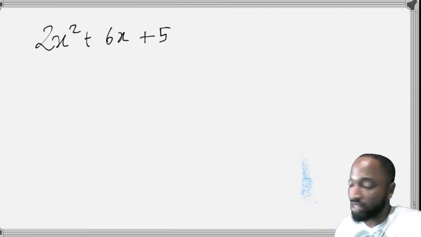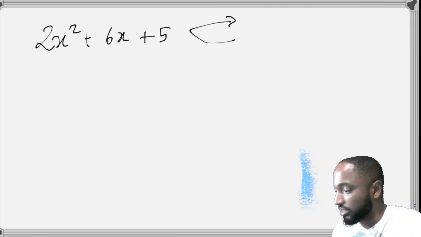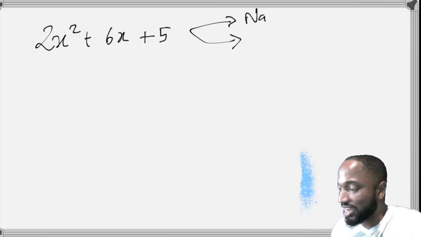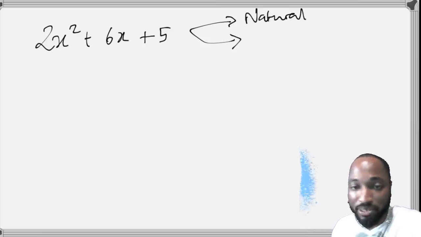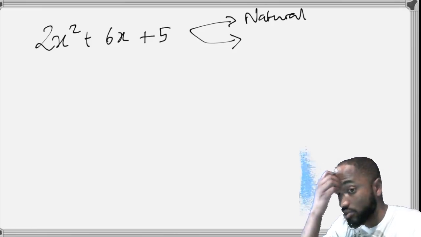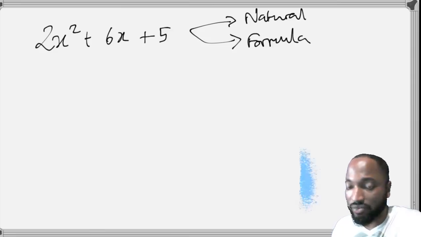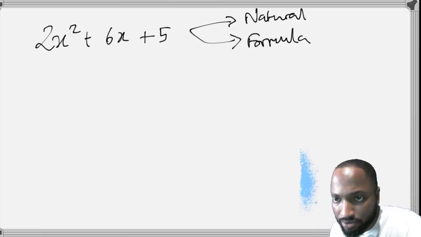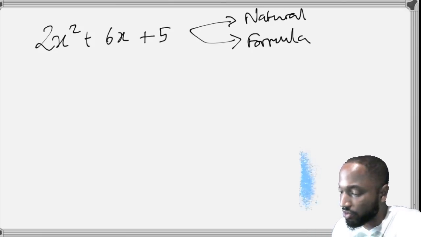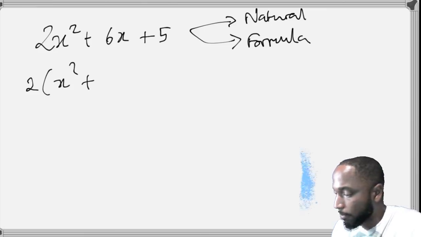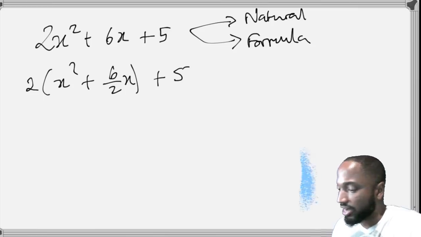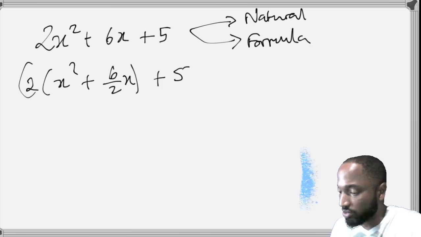First thing here, remember there are two methods to complete any square. There's the natural method of really completing the square for real, or you could use the formula method. So it'll be 2 into x squared plus 6 over 2 x plus 5. What I did there was factorize the 2 out from these two terms, so the 2 is on the outside here.